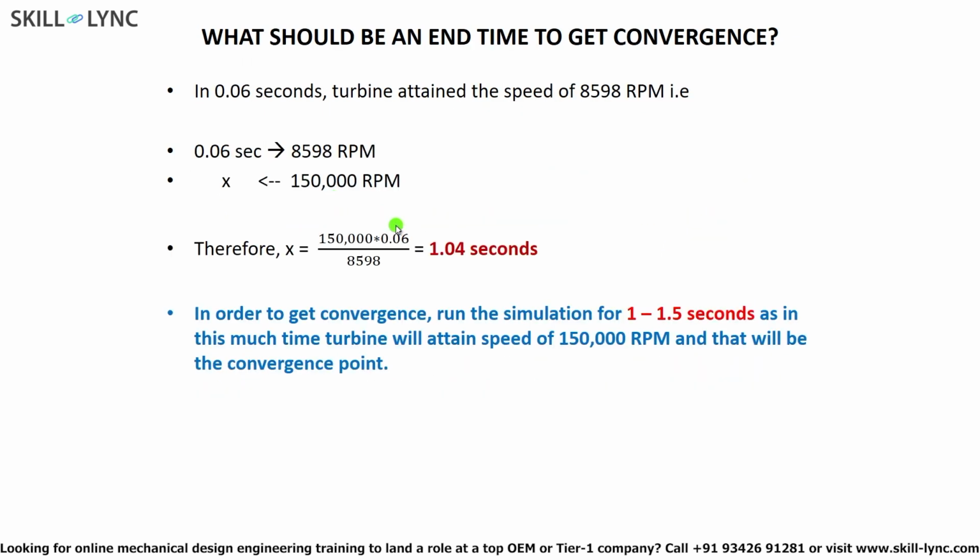So in order for this to reach 150,000 rpm, assuming that 150,000 rpm is the final value, you are looking at a simulation time of 1.04 seconds. So you can say that if you run the simulation anywhere between 1 to 1.5 seconds, you can expect the angular velocity to converge. We really don't know this until we run the simulation, but this is an important point that we felt you should know.